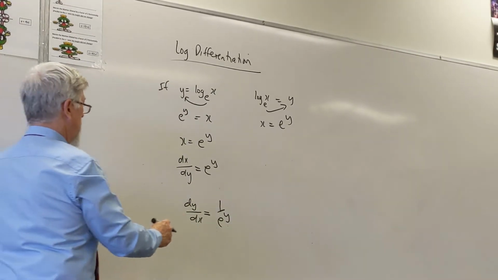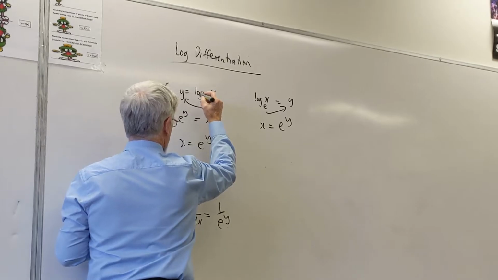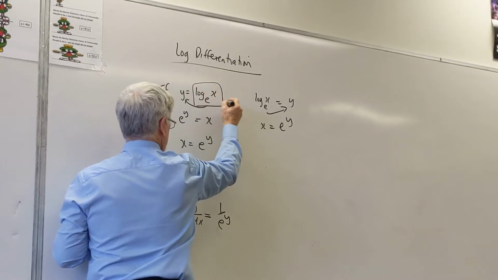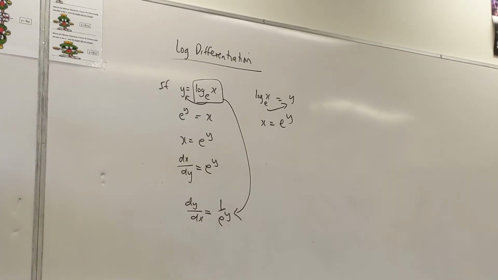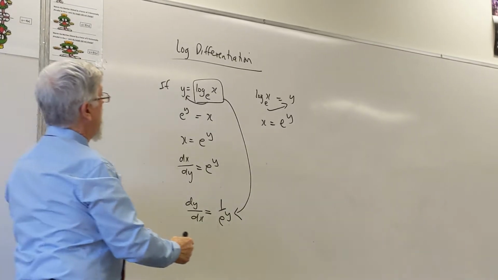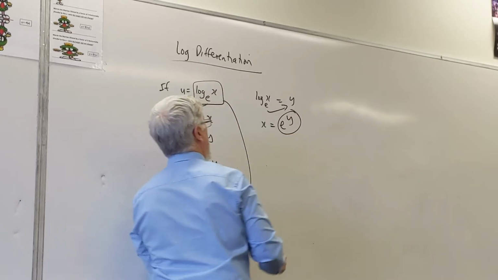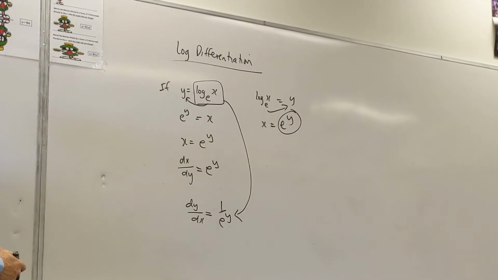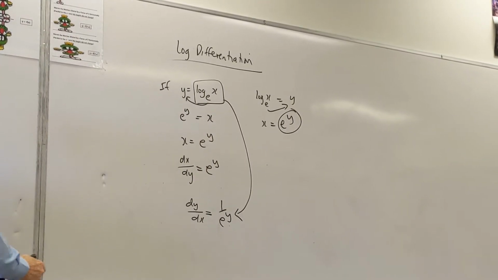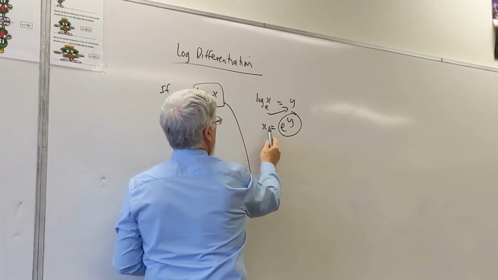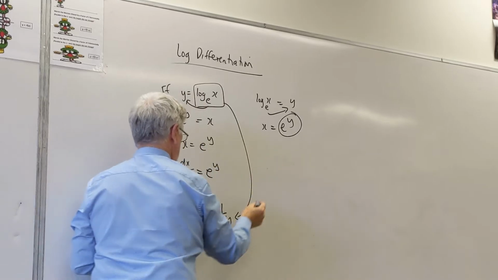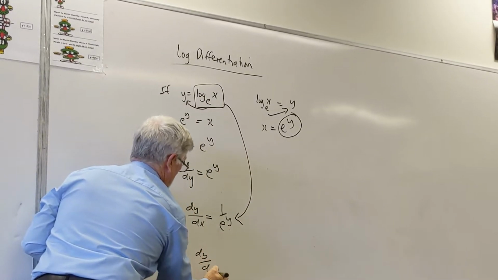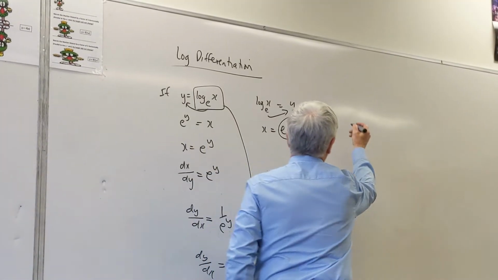So, what's the derivative of, I started with y equals the log of x, and I ended up with 1 on that. But what can I write instead of e to the y? y is log x to the base e. x is e to the y, so instead of e to the y I can write x. So the derivative is 1 on x. Now let's do some questions.